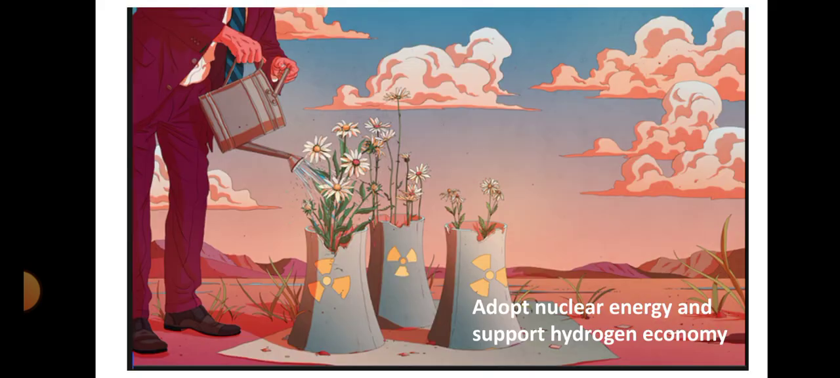We can also see that adopting nuclear energy will not only help sustainable development and the production of a clean environment and electricity, but also indirectly helps the production of hydrogen. So by adopting nuclear power, we can also indirectly support hydrogen production and the hydrogen economy.